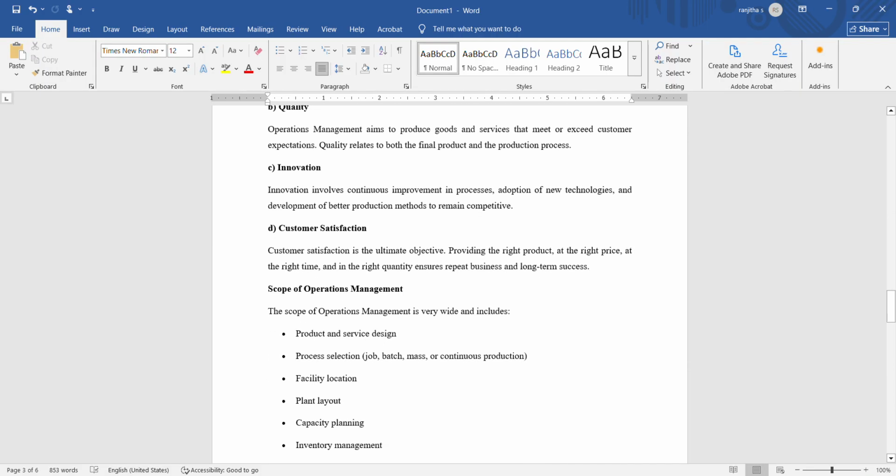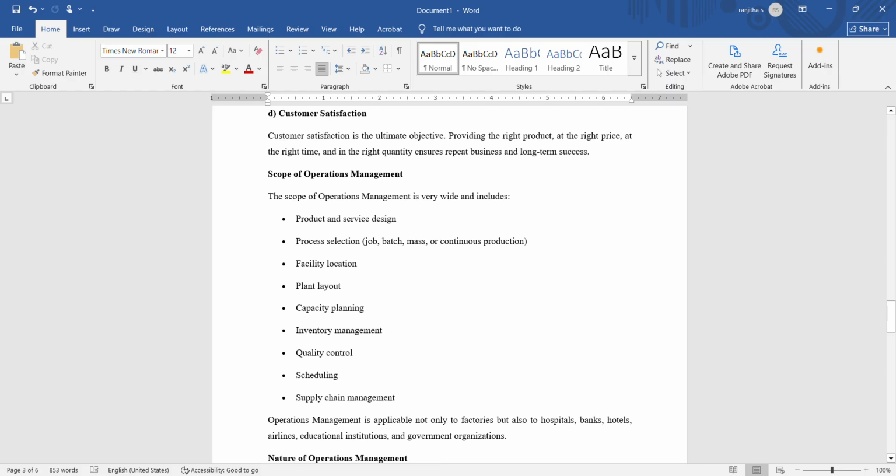Now let us discuss the scope of operations management. The scope of operations management is very wide and covers various activities. It begins with the product and service design. Operations managers are involved in deciding how a product should be designed so that it can be produced efficiently. Process selection is another important area. Operations management decides whether the production should be job based, batch based, mass production, or continuous production.